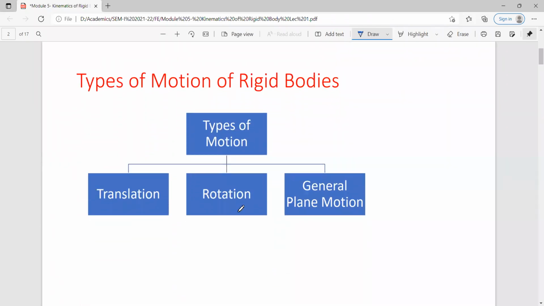So in general, by observing the motion of rigid bodies, you can classify the motion into three types. One you can name as translation, one rotation, and one is the general plane motion. We will see these three types in detail. So first of all, what is translation?